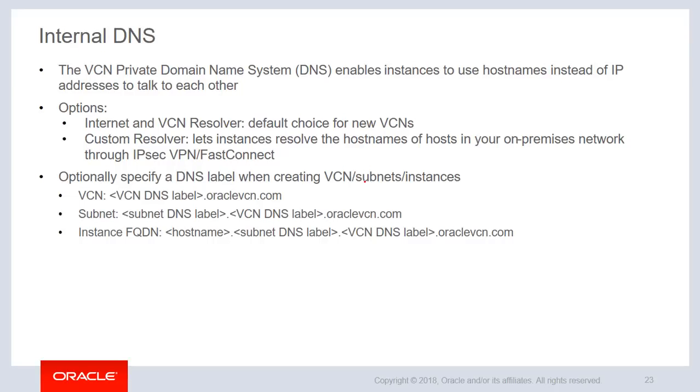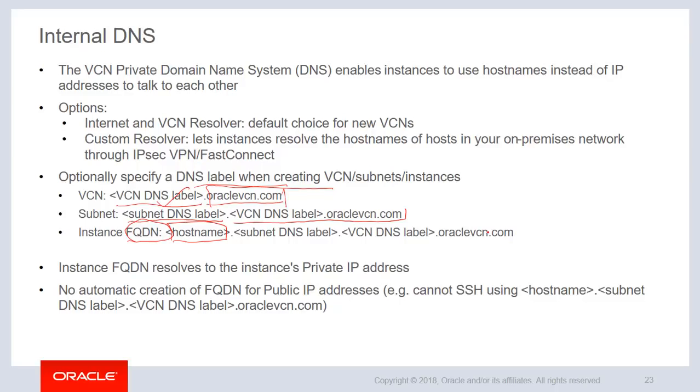a VCN, you can specify a DNS label, and the label goes something like this. When you create a VCN, you could say the VCN DNS label .oraclevcn.com. You cannot change this piece, but you can change this piece here. When you create a subnet, similarly you could have a subnet DNS label, and then this whole thing gets added to that. And similarly, when you instantiate an instance within that subnet, you can specify a DNS label here, and then it goes .subnet DNS .vcn DNS .oraclevcn.com.